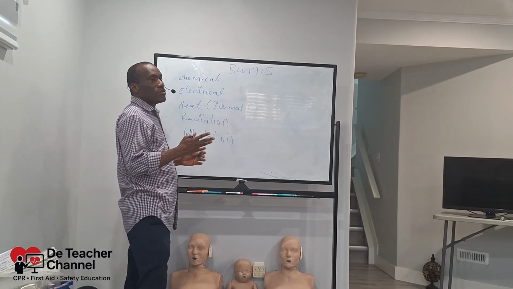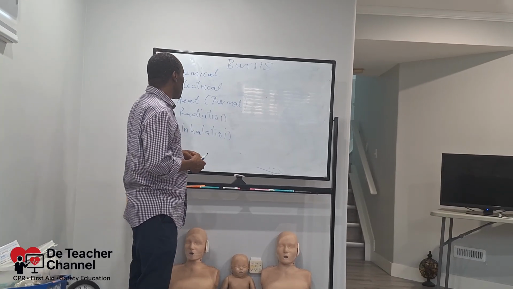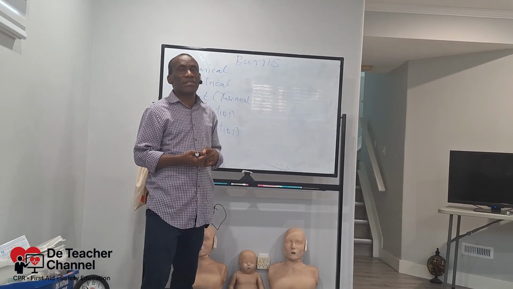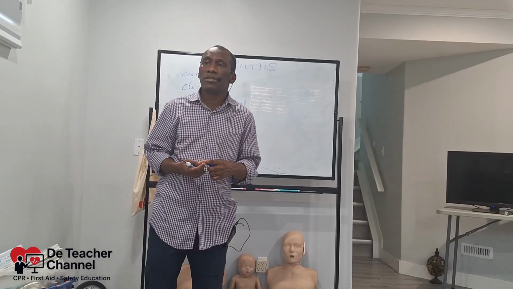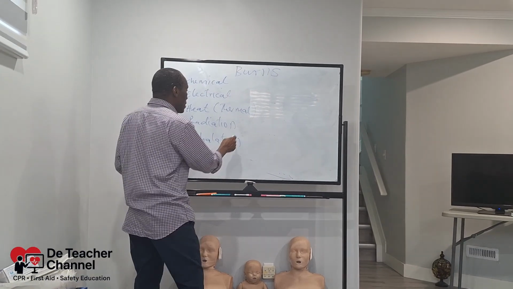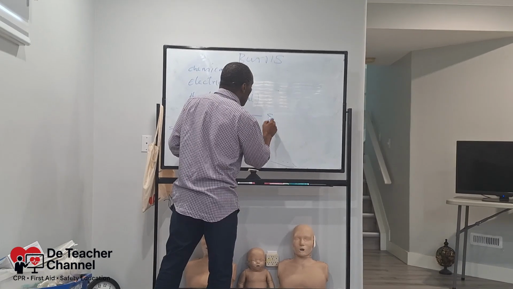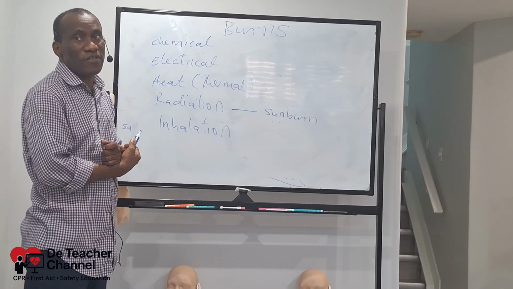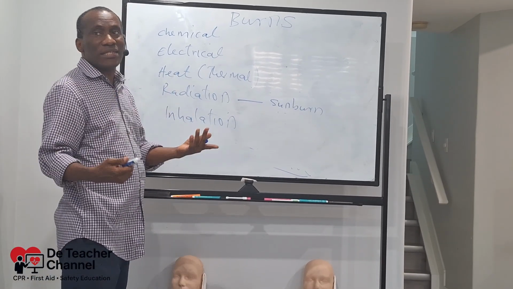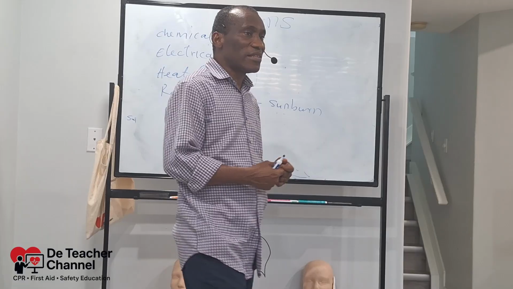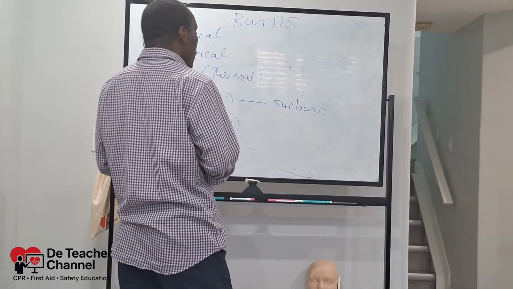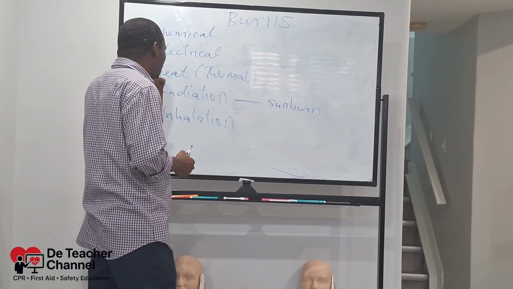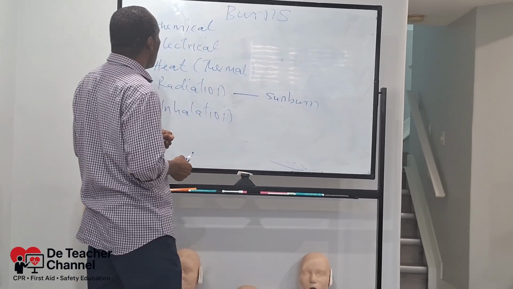Now I'm going to ask you a couple more questions. Sunburn is an example of which one? Heat? Sunburn is radiation. Sorry, so sunburn is an example of radiation. Heat is the one you get in the kitchen from boiling water and all those things, or even from friction.